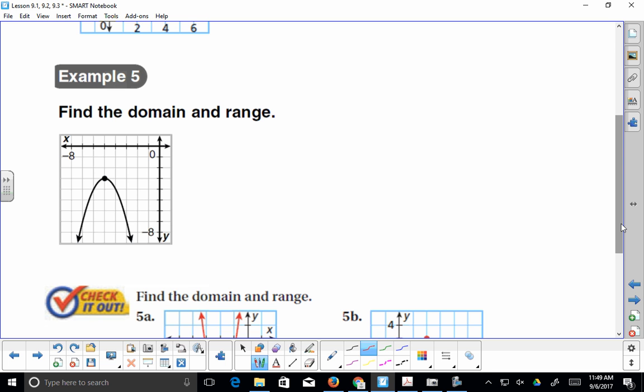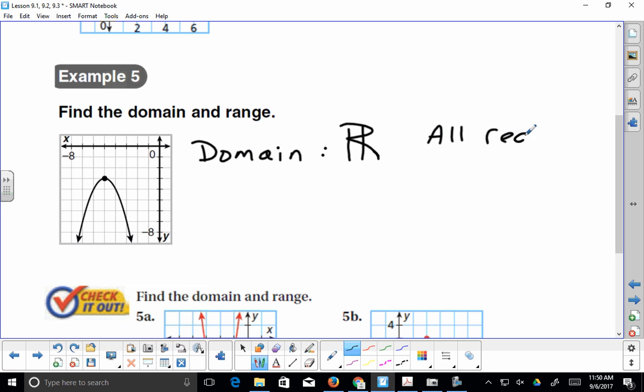The domain, and you can write domain this way when we talk about all real numbers, is this symbol here. It looks like the paragraph sign that your English teachers would use, but it's actually an R, for all real numbers. This means all real numbers, that paragraph sign, but as an R.